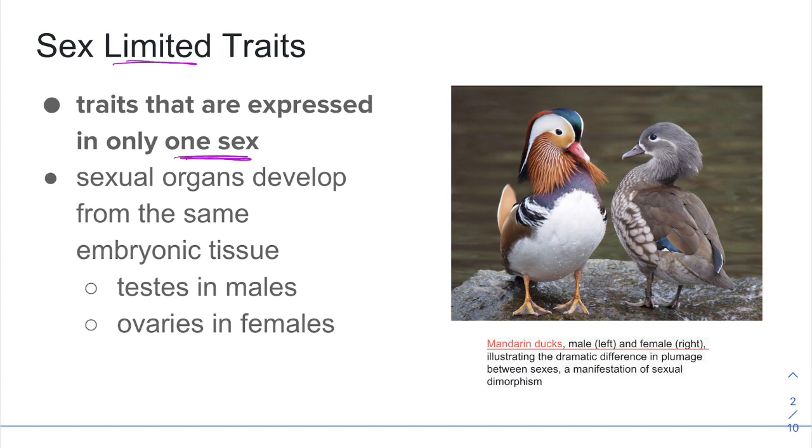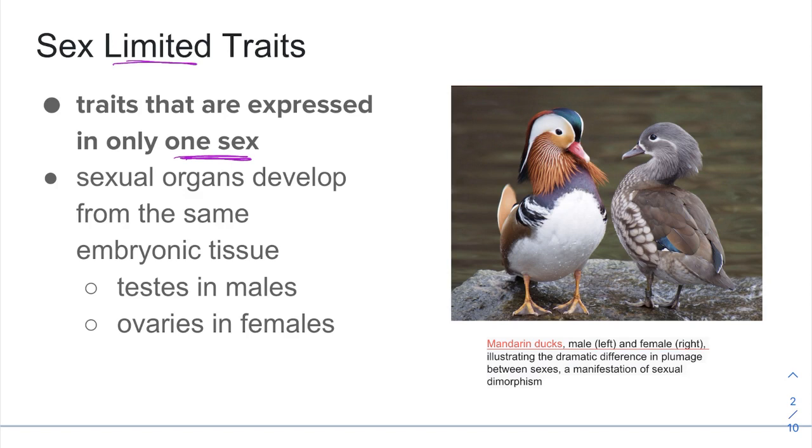Some examples of this in humans: because our sexual organs develop from the same embryonic tissue, in males this tissue turns into testes, and in females it turns into ovaries. Because there are different sexual organs depending on the sex, an example of a sex-limited trait is that males can have prostate cancer while females get ovarian cancer.